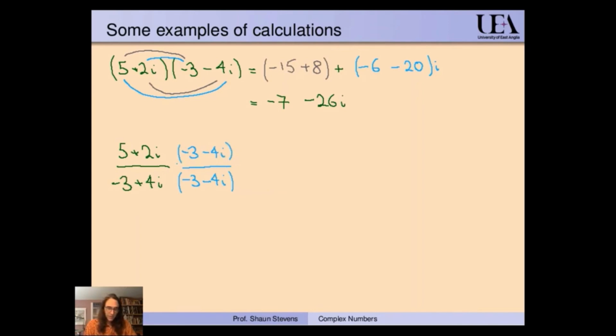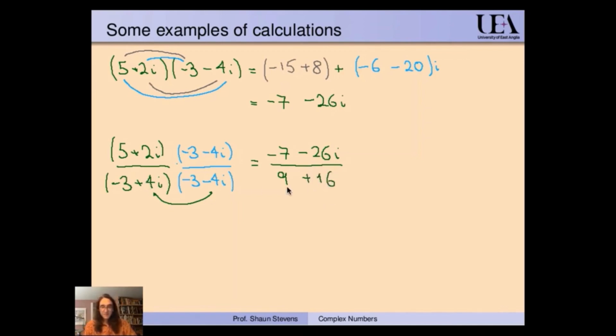And now, because of the numbers I've chosen, on the top we just have the calculation that we did above. So that's nice and easy: minus 7 minus 26i. And what about on the bottom? Well, on the bottom, we've got the difference of 2 squares. So we get minus 3 squared is 9. And then we get 4i times minus 4i. Okay, so 4 times minus 4 is minus 16, but the i squared is minus 1, so we get plus 16.